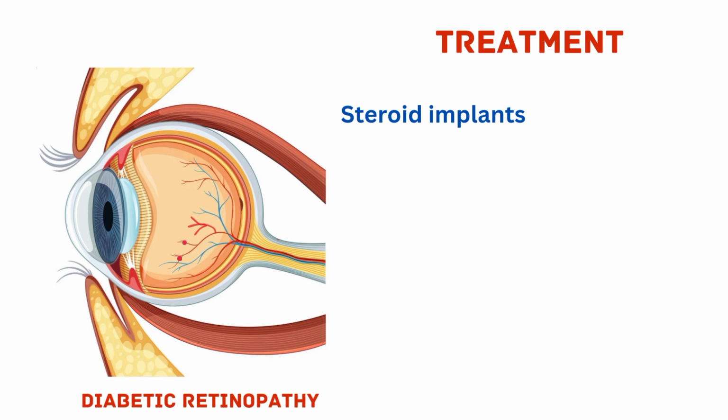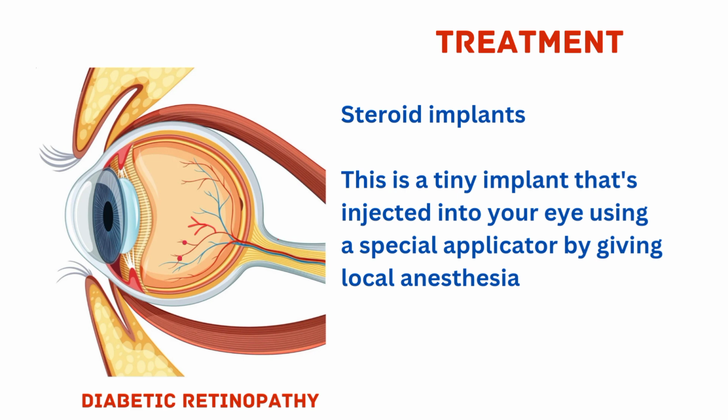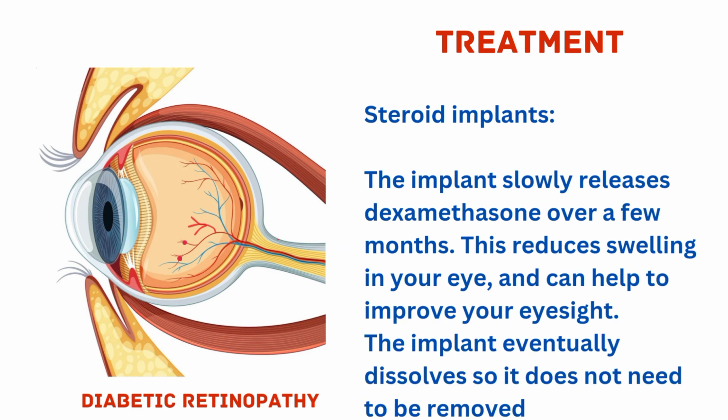Next treatment option is the steroid implants. If you cannot have anti-VEGF injections or they have not worked for you, you may be offered an eye implant called an intravitreal implant containing a steroid medicine called dexamethasone. This is a tiny implant that's injected into your eye using a special applicator by giving local anesthesia. The implant slowly releases dexamethasone over a few months. This reduces swelling in your eye and can help to improve your eyesight. The implant eventually dissolves, so it does not need to be removed.